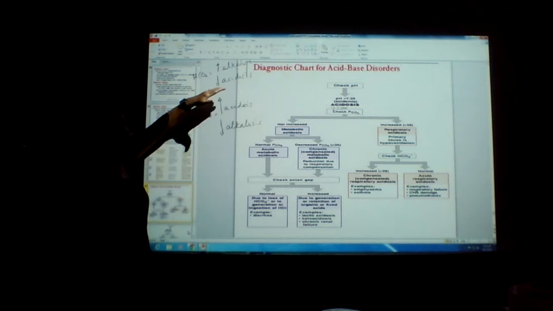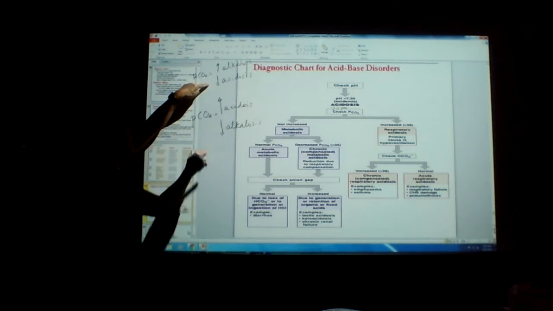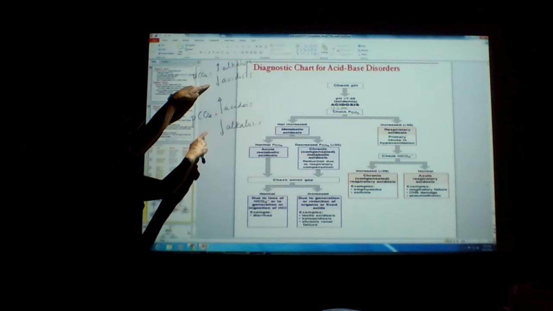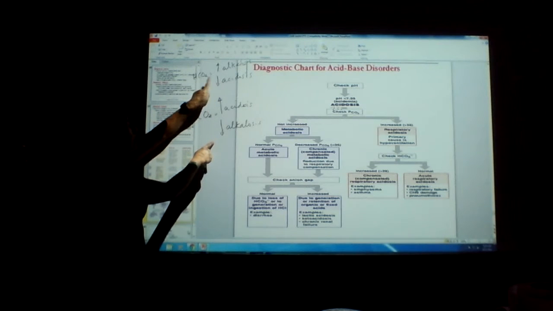How about this one? If the patient is in metabolic acidosis, the bicarb is down. So the patient is in acidosis. If the PCO2 is helping, what will be the direction of this one? Up or down? Down. See? Acidosis, how do you correct metabolic acidosis? Alkalosis.